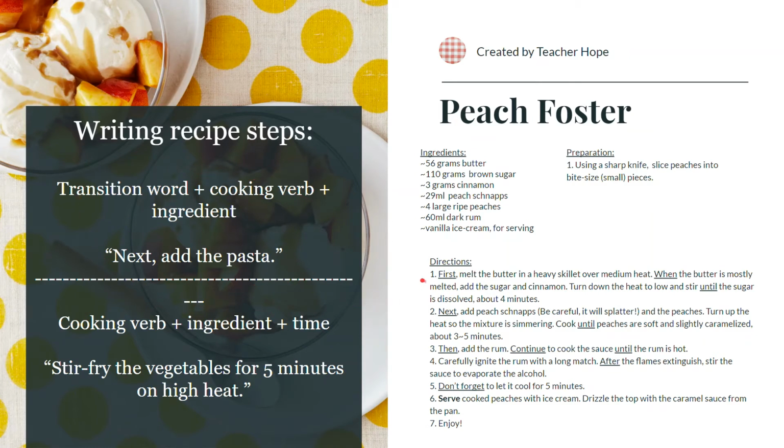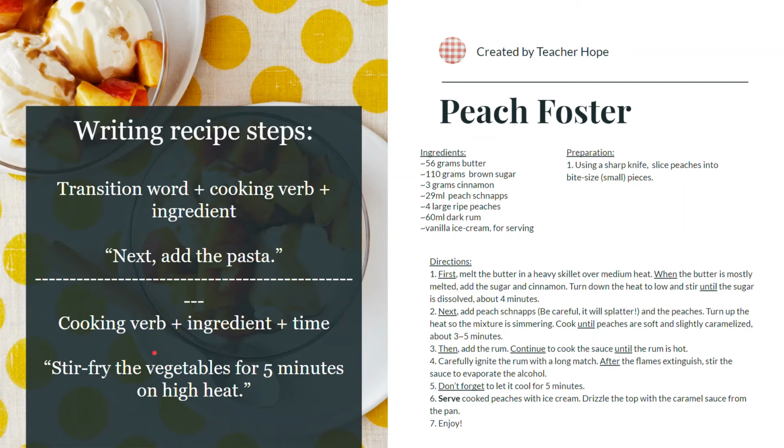For example, let's look at number 1. First, my transition word, melt, my cooking verb, the butter is the ingredient. I'm telling them to melt it in a heavy skillet over medium heat. So the stove is on medium heat. Again, when, transition word, the butter is mostly melted, add, cooking verb, the sugar and cinnamon, ingredient. So you can use this basic structure to write your directions.